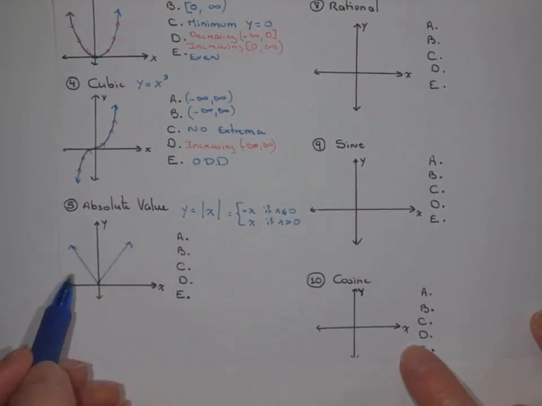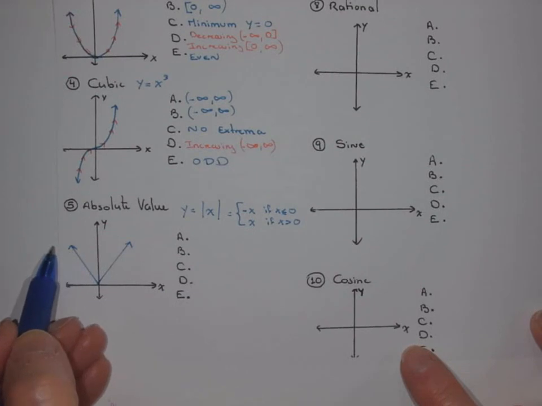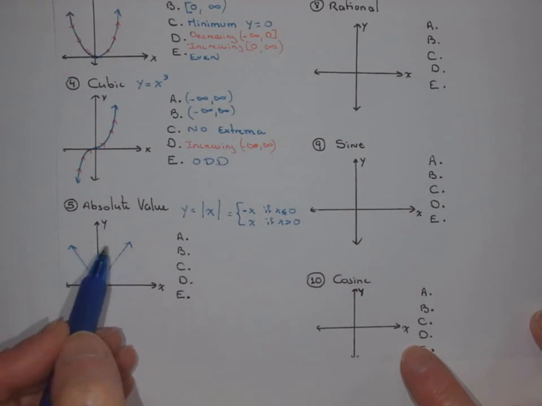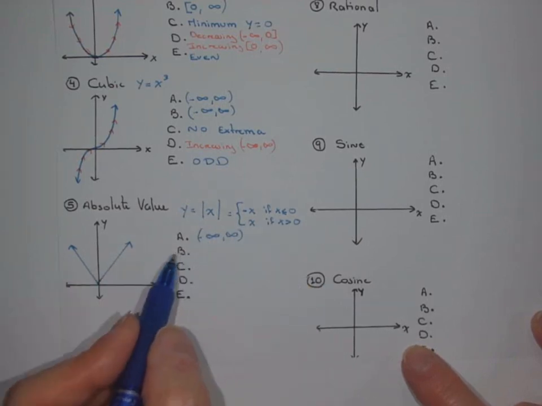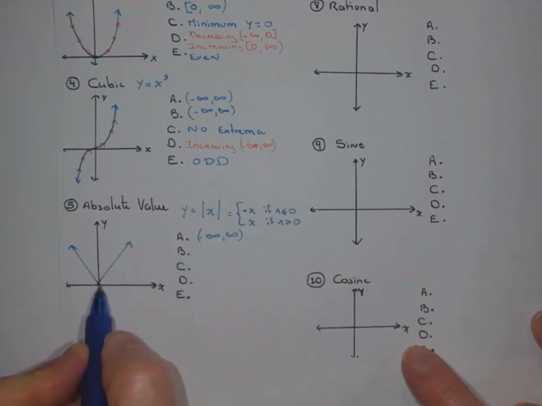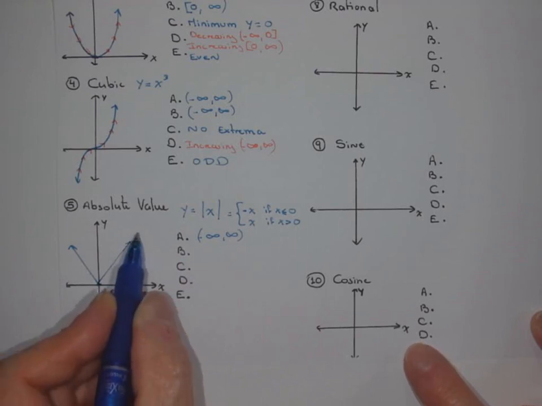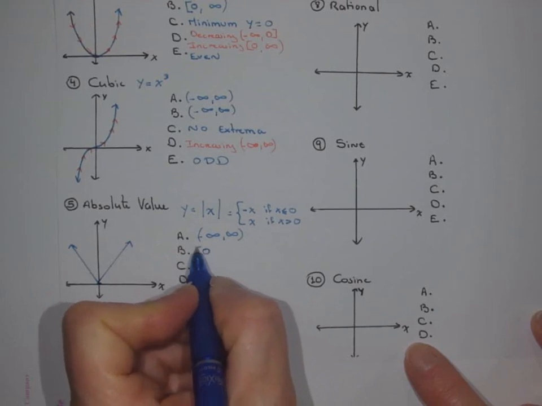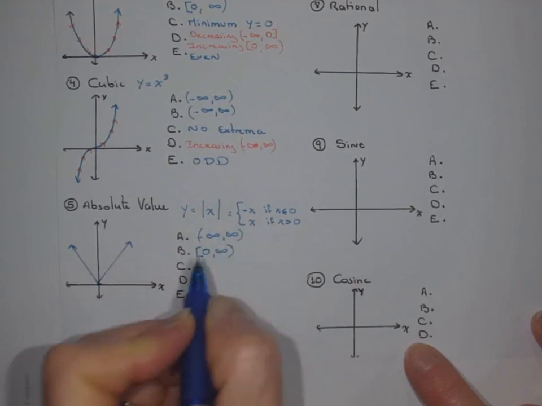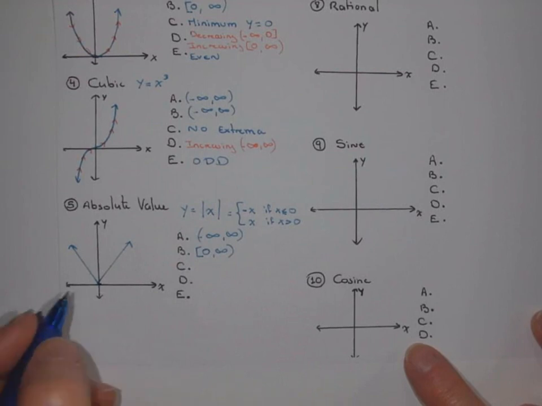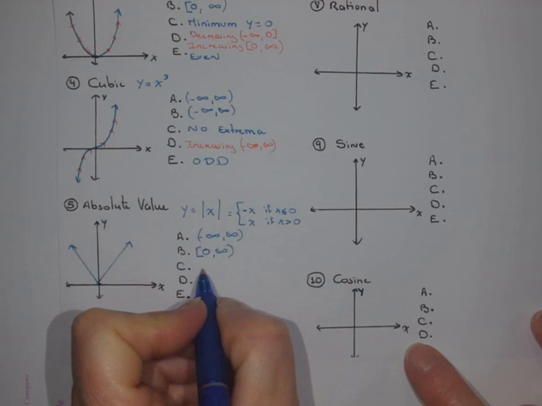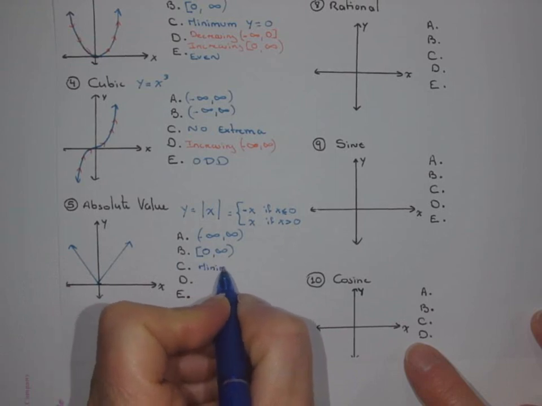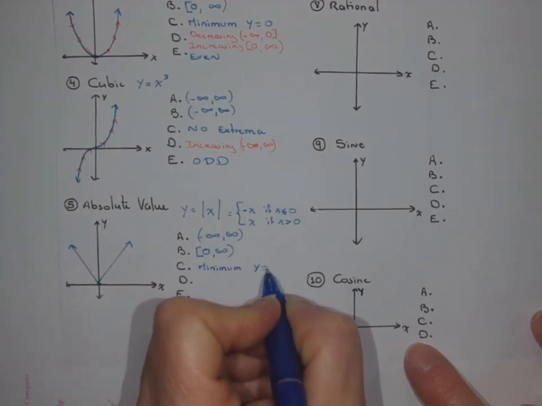So for A, the domain, this graph is going to keep going toward the left and toward the right, no discontinuity in between, so it's from negative infinity to infinity. The range, we obviously have a lowest point here, it's not going to go below the x-axis, and it's going to keep going up forever, so it goes from 0, including 0, to infinity. C was our extrema. We do not have a maximum because the graph keeps going up, but we definitely have a minimum. And what is that minimum? It's y equals 0.